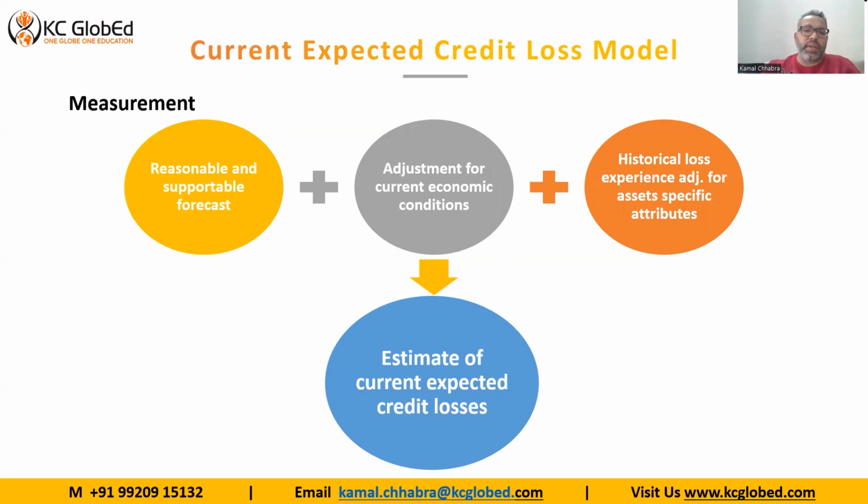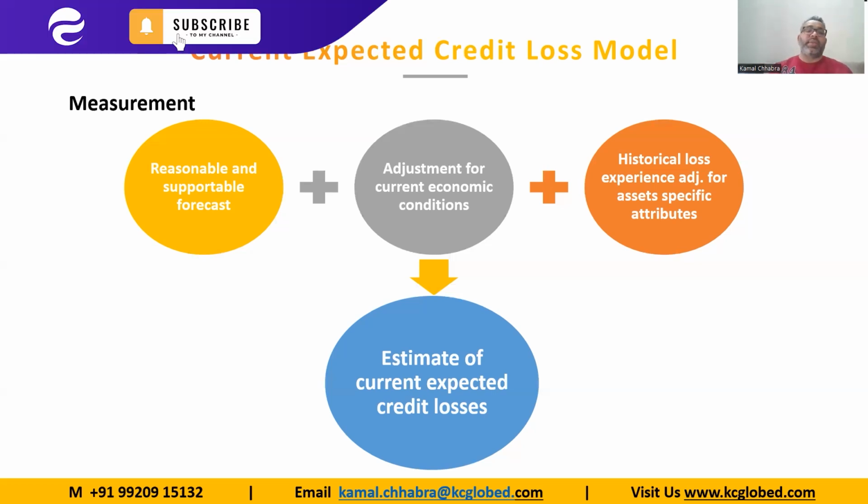The first one is reasonable and supportable forecast. That means you need to forecast. This is current expected credit loss, so you are making an expectation of future loss. But the basis of those calculations of the future loss is the supporting documents in your hand, and whether those supporting documents are reasonable or sufficient is something you need to evaluate first.